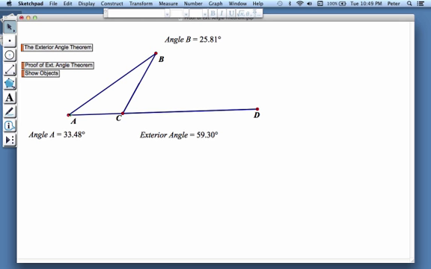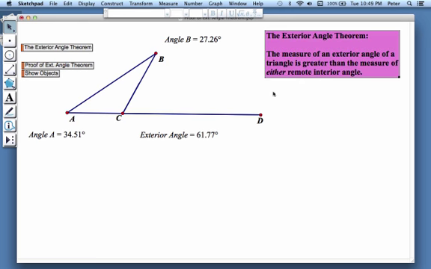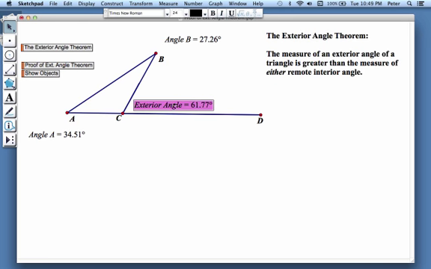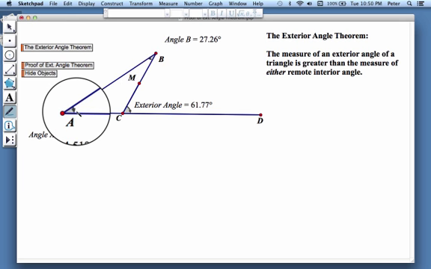Well, what the exterior angle theorem is going to say is this. The measure of an exterior angle, like right there, is going to be greater than the measure of either remote interior angle. So what that means is that if this is the exterior angle, the remote interior angles will be up here, B would be a remote interior angle, and A will be a remote interior angle.